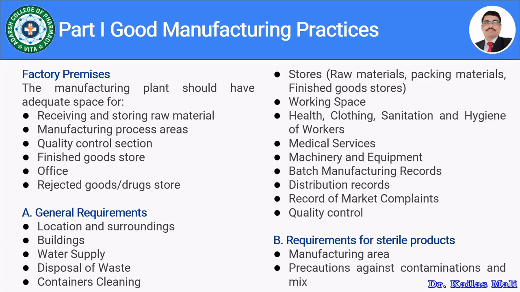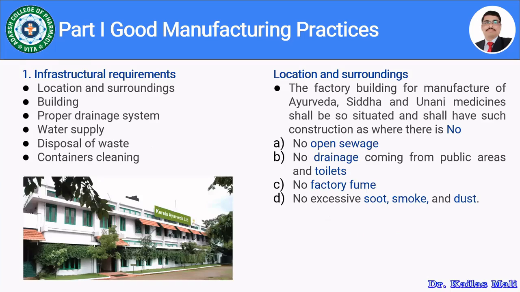So these are the points which we are going to consider under the general requirement. The second point is the requirement for the sterile product. In this, the general requirements are the same, with certain changes in the manufacturing area and precautions against contamination and mix-up.